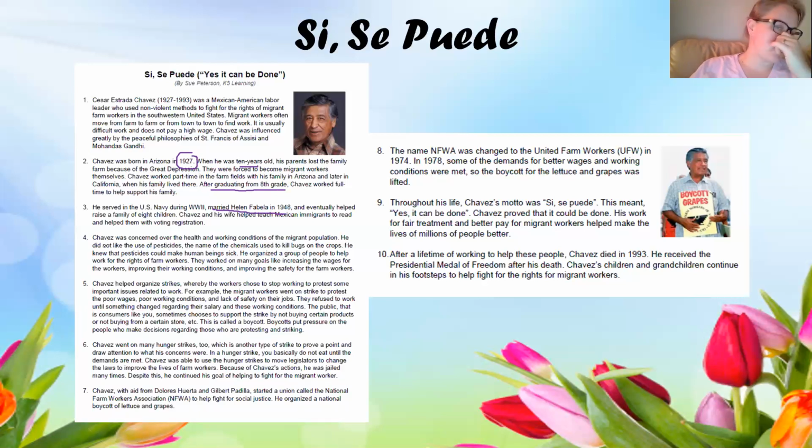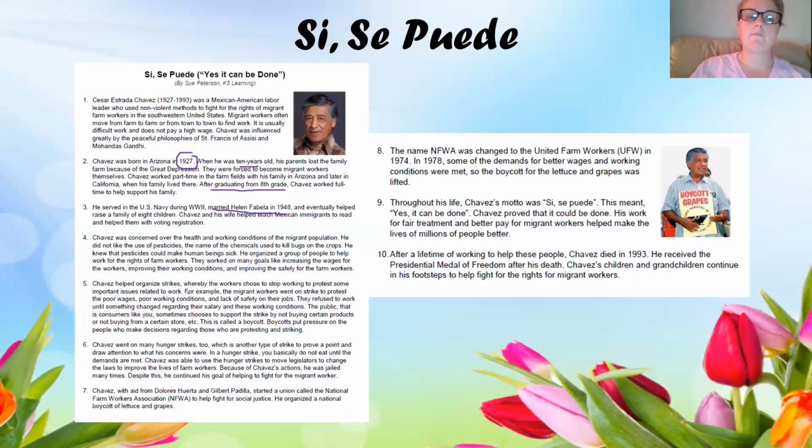Okay, let's reread paragraph 4. Chavez was concerned over the health and working conditions of the migrant population. He did not like the use of pesticides, the name of the chemicals used to kill bugs on the crops. He knew that pesticides could make the human beings sick. He organized a group of people to help work for the rights of farm workers. They worked on many goals like increasing the wages for the workers, improving their working conditions, and improving the safety for the farm workers. Chavez helped organize strikes whereby the workers chose to stop working to protest some important issues related to work.